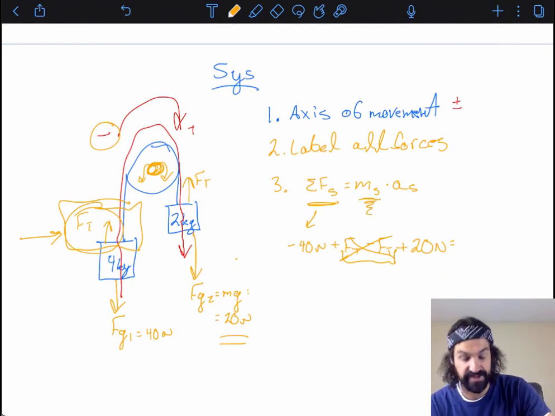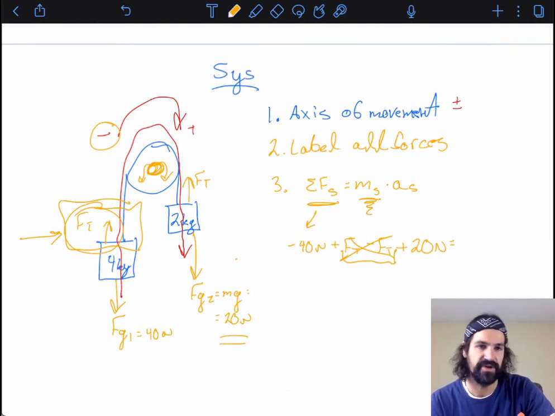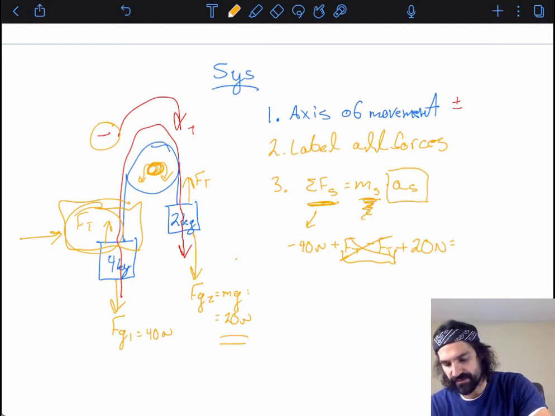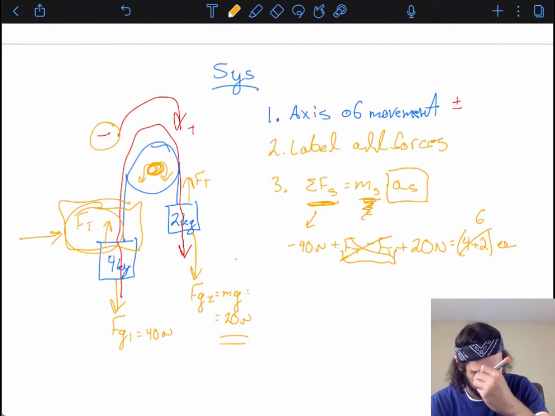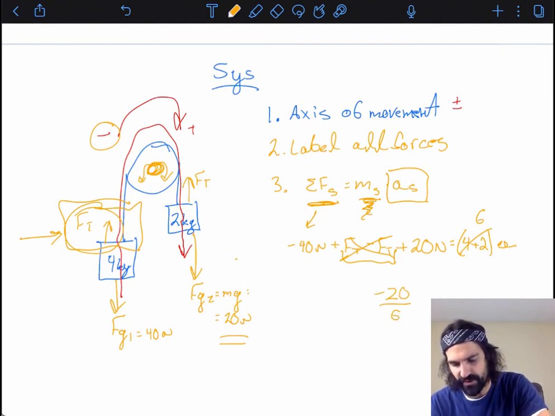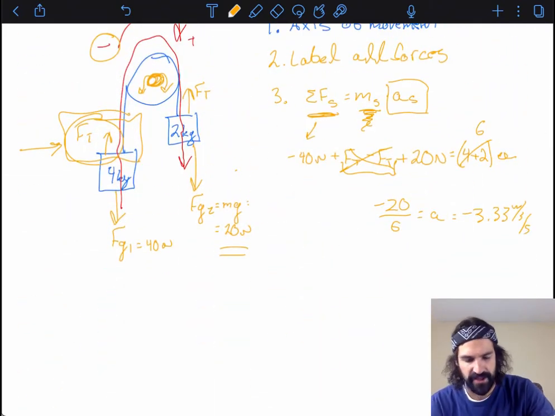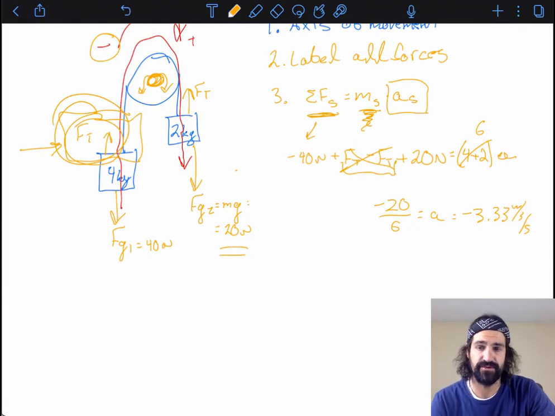Mass of the system is the mass of every object that's accelerating together. So the net force of the system divided by the mass of the system will give us the acceleration. That's what we're trying to calculate. So the mass of the system is, well, 4 plus 2 times the acceleration, and that's going to collapse to 6, and then we're going to have negative 20 over 6, like we already saw in the previous problem, which is going to give us negative 3.33 meters per second per second.